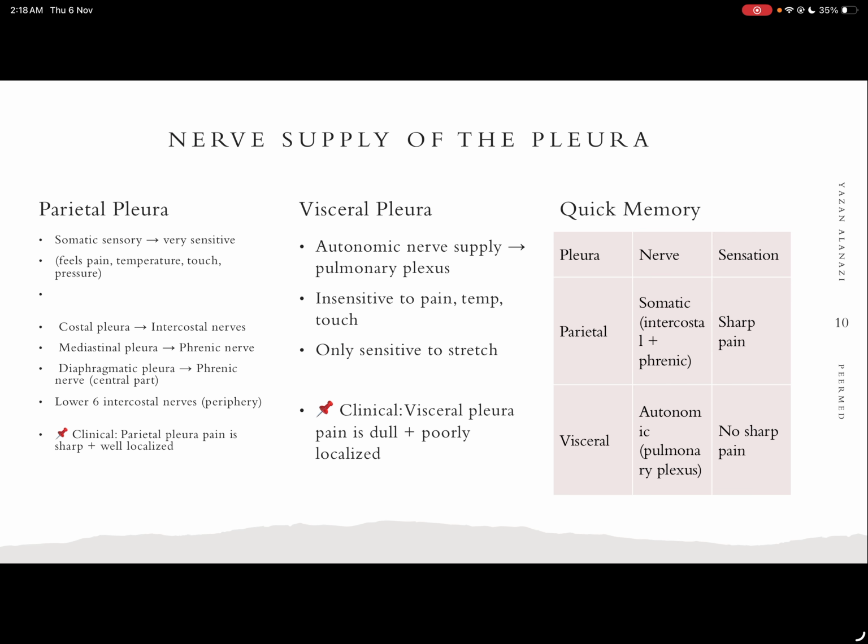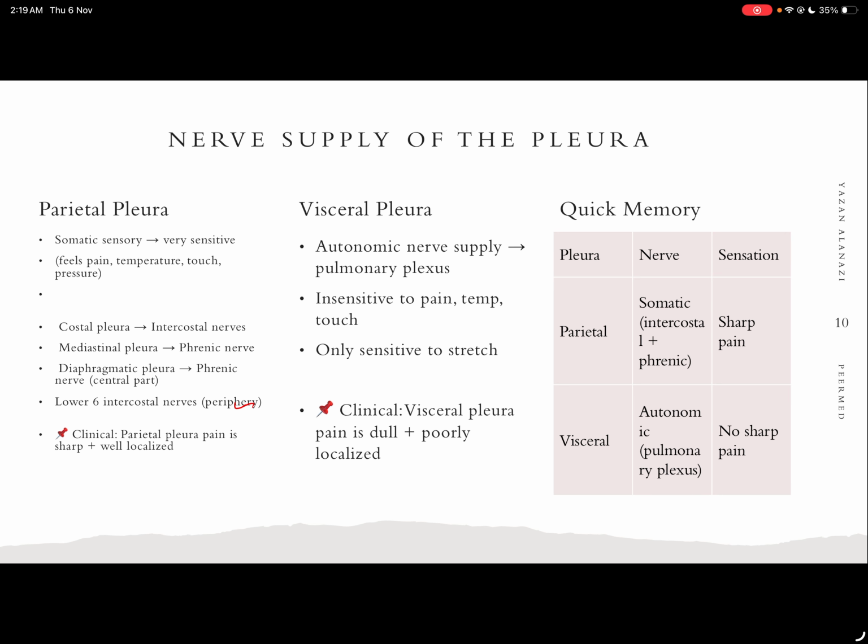The nerve supply is also important. When we talk about the nerve supply, we have the parietal pleura and the visceral pleura, okay? In the parietal pleura, the somatic sensory supply is very sensitive. It provides the nerve supply for the parietal pleura. We can feel pain, temperature, touch, and pressure, okay? Costal pleura, intercostal nerves. Mediastinal pleura, phrenic nerve. Diaphragmatic pleura, the central part by the phrenic nerve.